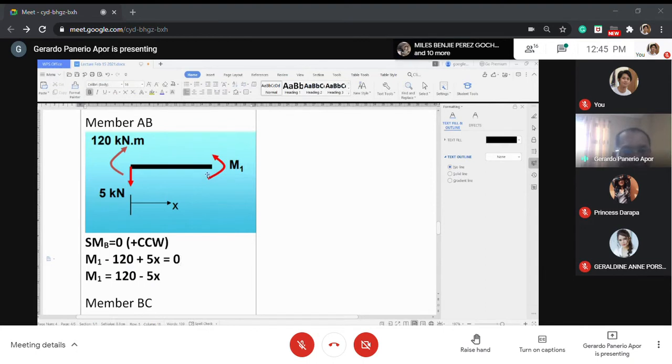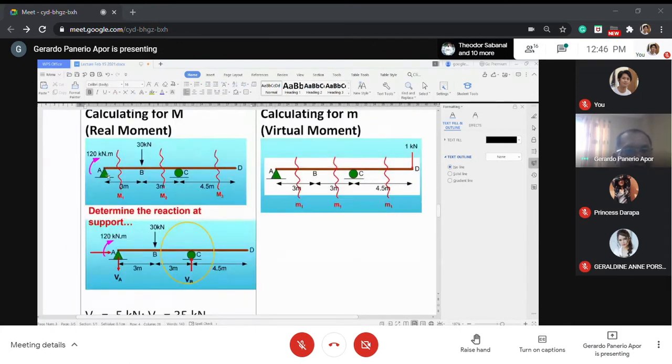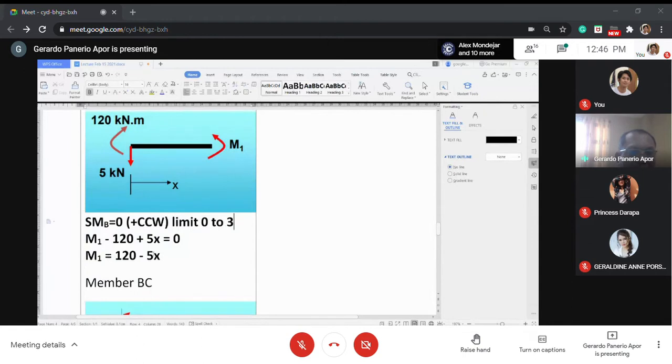But sadly, my x is only from 0 to 3. The limit is only 0 to 3, whereas the beam is really 10.5 meters long. So that means this one is not really complete.